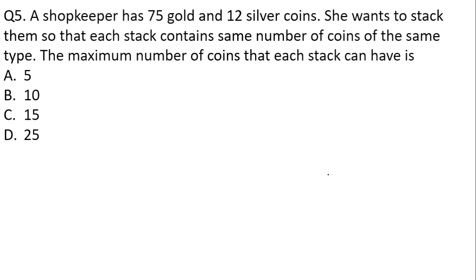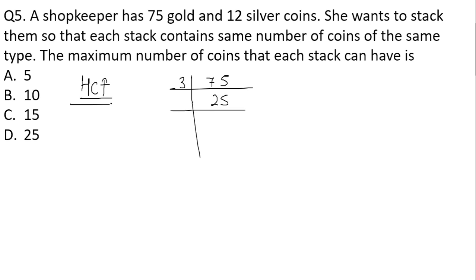A shopkeeper has 75 gold and 12 silver coins. She wants to stack them so that each stack contains the same number of coins of the same type. The maximum number of coins that each stack can have is what? So here we are going to find the HCF. Maximum number of coins we have to find, it means we are going to find the HCF. 3 25s are, okay, 5 5s are 25. This will give me 5 1s are 5. This is for 75.